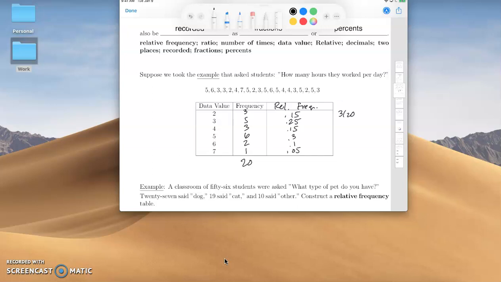Now, remember in the last one, we said that all the numbers should add up to the same number of data values. So here it was 20. Your relative frequency should always add up to 1. That's because you couldn't have more or less than 1. Remember, we're dividing each of these by this. So the total of it should be 1.